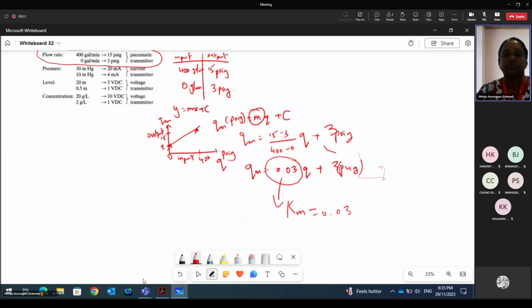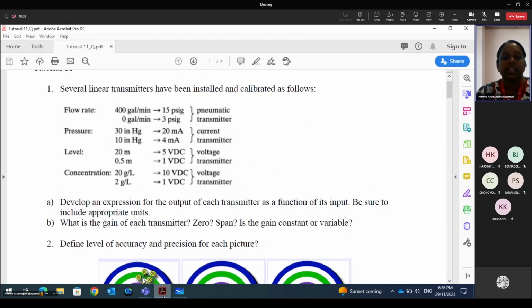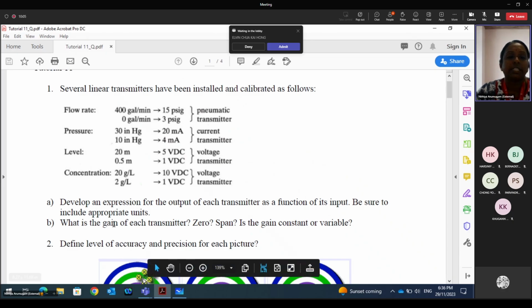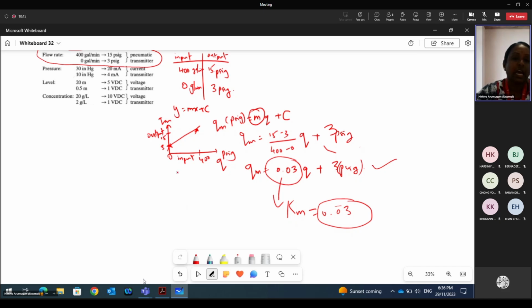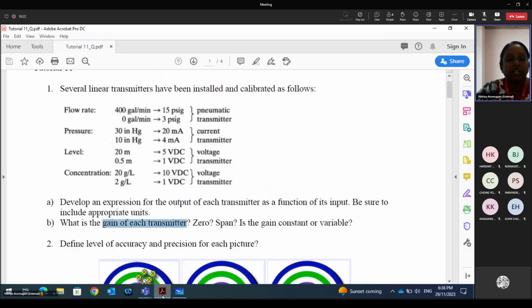So this is the expression. And secondly, they ask us to calculate what is the gain of the transmitter. So the gain of the transmitter will be 0.03. Now from here, we can tell how to calculate the span and the zero, because part B is asking us to calculate the zero and the span.